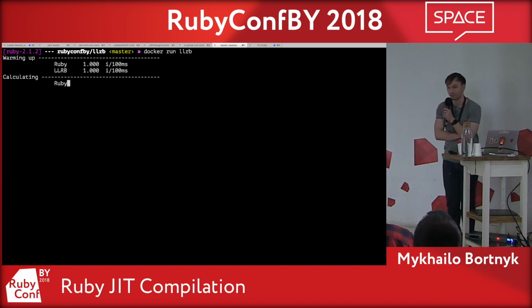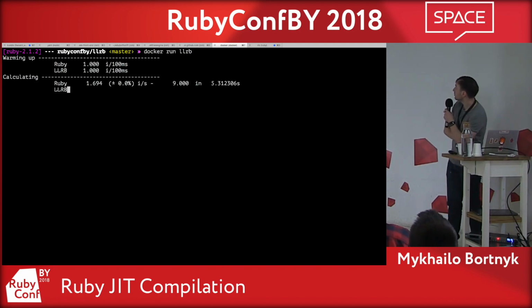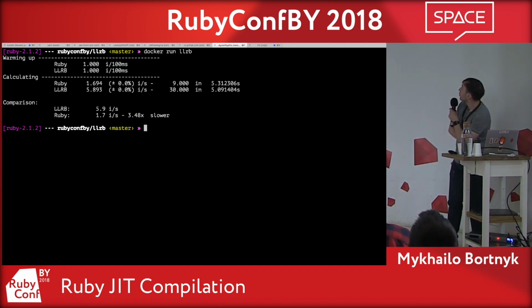I'm just benchmarking 2 ways to speed up the code. And we see for regular Ruby, it's like 1,500, and for the LLRB version, it's almost 6,000 instructions per second. It's a very simple benchmark. It's just counting from 1 to 30 million. The simplest one.